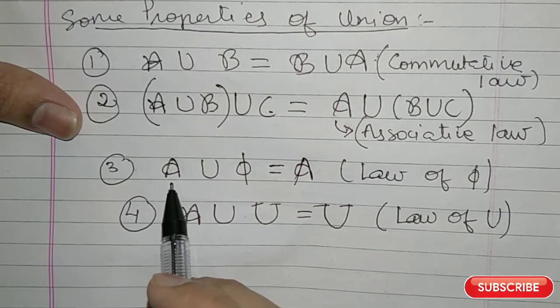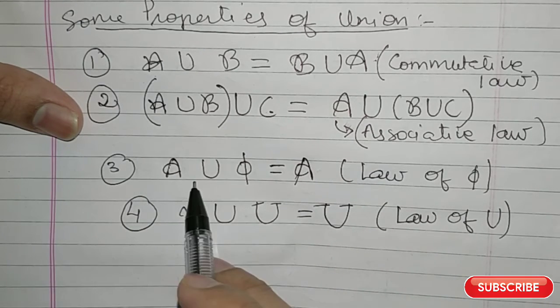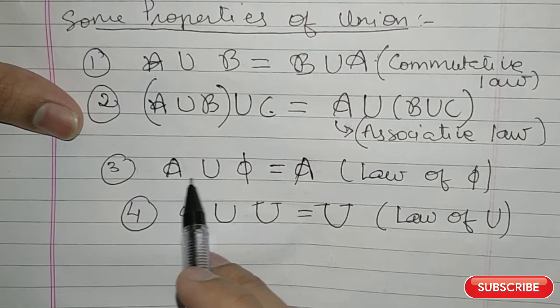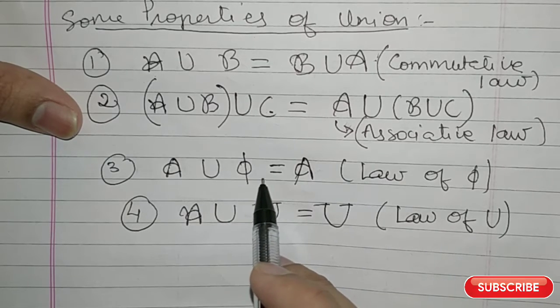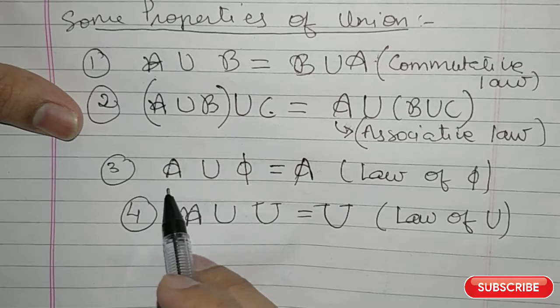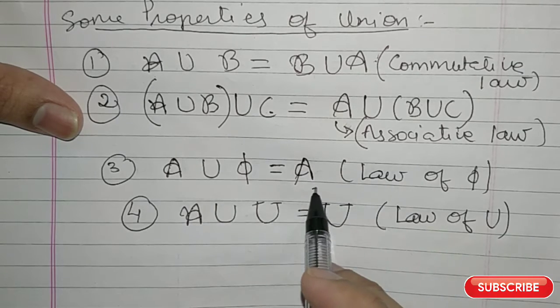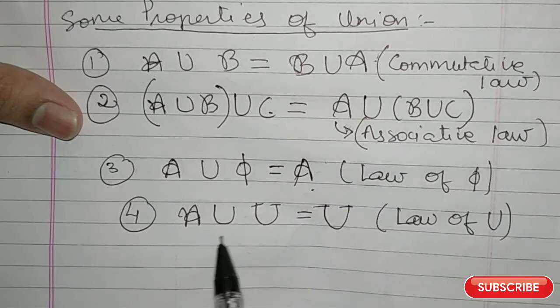So this third property is what? A union empty set is A, right? You are taking all the elements of A and all the elements of this empty set, but there are no elements in this empty set. All the elements of A and no elements. So what you will get? You will get all the elements of A only. So that is A.